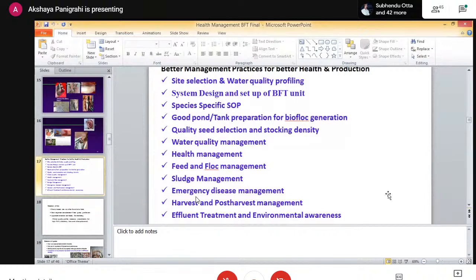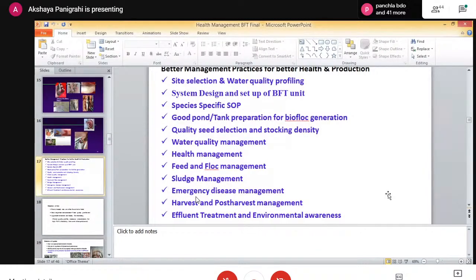Then the system design. Here the bacteria grow very fast. As I told, every 1 hour the bacteria double, and equally they will be dying, and there will be some sludge formation. That sludge settles at the bottom, and it should be promptly removed. As and when it is formed, every day by routine, it should be removed. That is why all this system design is important. There should be a central drainage kind of system which will allow all this sludge management to be done properly.